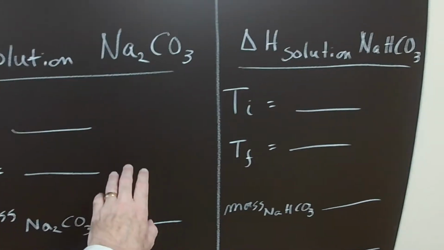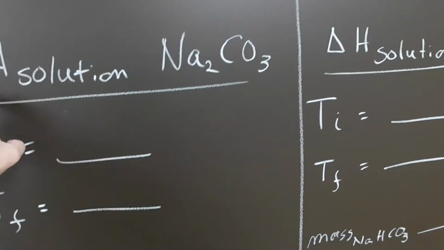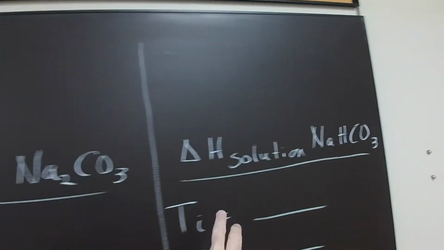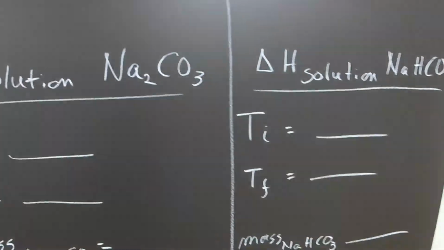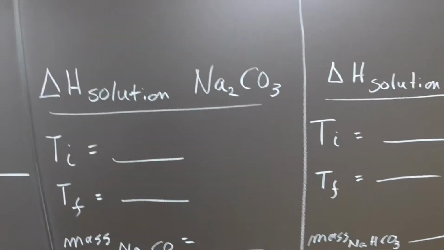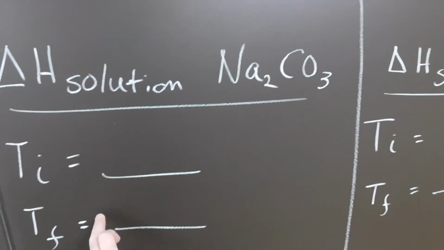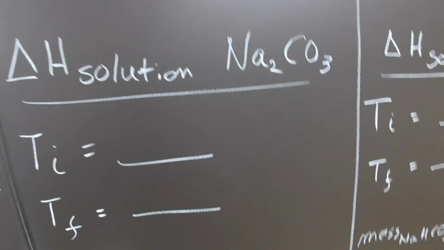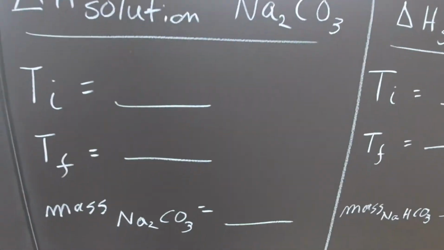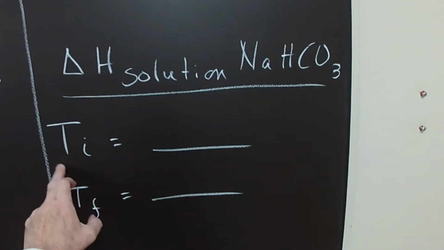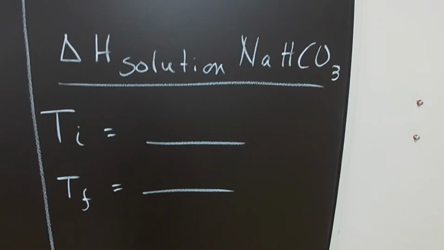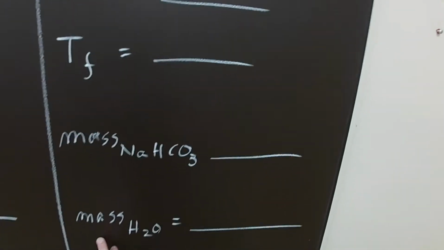Then you'll have heats of solution. The enthalpy of solution for sodium carbonate, the enthalpy of solution for sodium hydrogen carbonate. One will be exothermic, the other will be endothermic. And you'll need an initial temperature of the water, final temperature, and then the mass of both the sodium carbonate added and the mass of the water. Similarly, for the sodium hydrogen carbonate, initial temperature, final temperature, mass of the sodium hydrogen carbonate, and mass of the water. All right, so we're going to fill those tables in as we proceed.